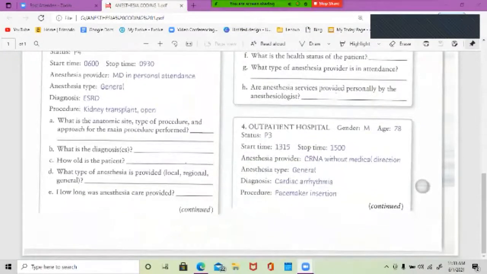Okay, y'all write down what you need to know. I'll go slow. Outpatient, gender male, age 78, status P3, starting time 13:15 to 1500, anesthesia provider, CRNA without medical direction, type of anesthesia is general, diagnosis is cardiac arrhythmia, procedure is pacemaker insertion.